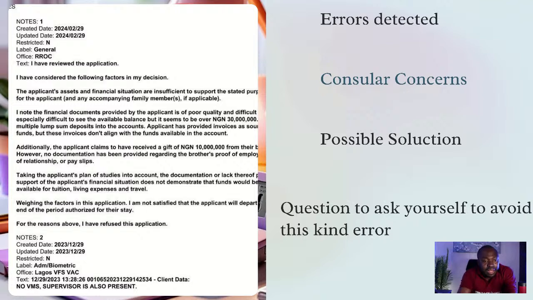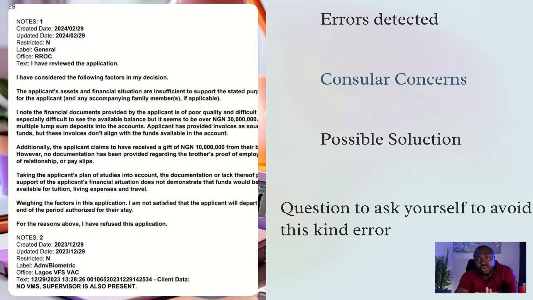Then lastly, he did a deed of gift. If anybody is sponsoring you, whether your father, your mother, your brother, or whoever, I will always tell you, limit your sponsorship to your direct family members. Now, you must prove the person's source of income. You must prove relationship. Very important.